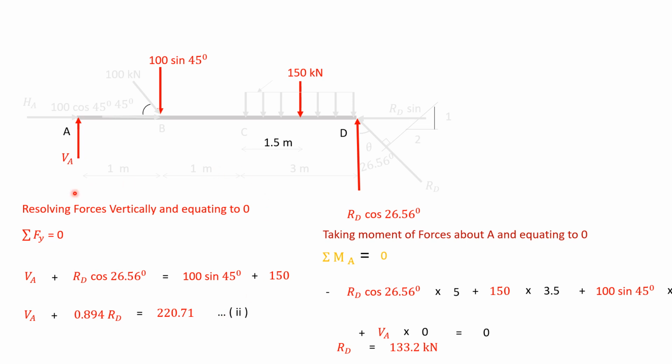Now resolving forces vertically and equating to 0, that is summation Fy equal to 0. VA plus RD cos 26.56 equal to 100 sin 45 plus 150. So we get equation in VA and RD, and calculating this we get 220.71, say it as 2.